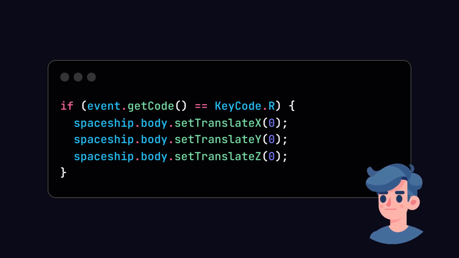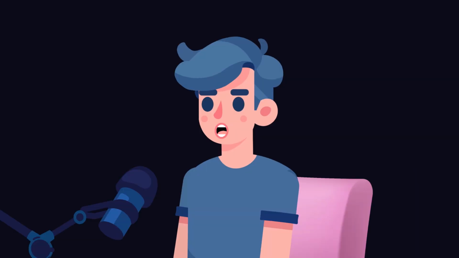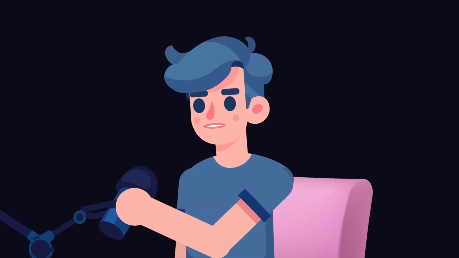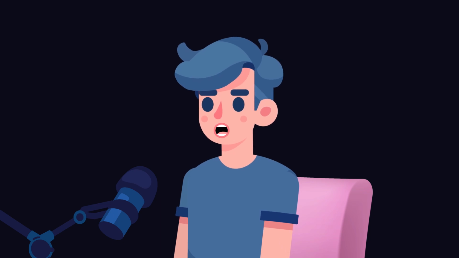To conclude, let's add the ability to reset the spaceship's position with the R key. Incorporate this into your current key press event handler. This will allow players to quickly reset their spaceship's position and orientation. Compile and run the program once again to verify that the reset functionality works as expected.